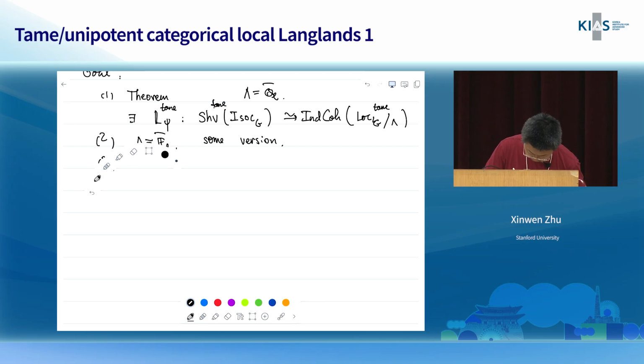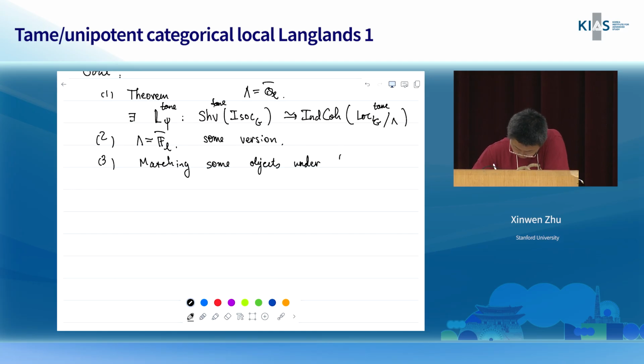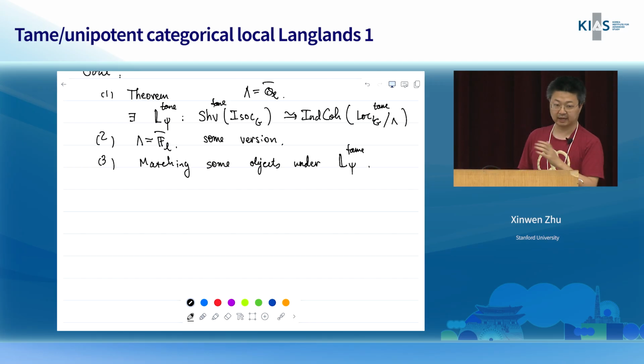But the third is matching some objects. Actually, to have this be useful in practice, mention some objects under this functor. So make it more concrete. It's not just an abstract equivalence.